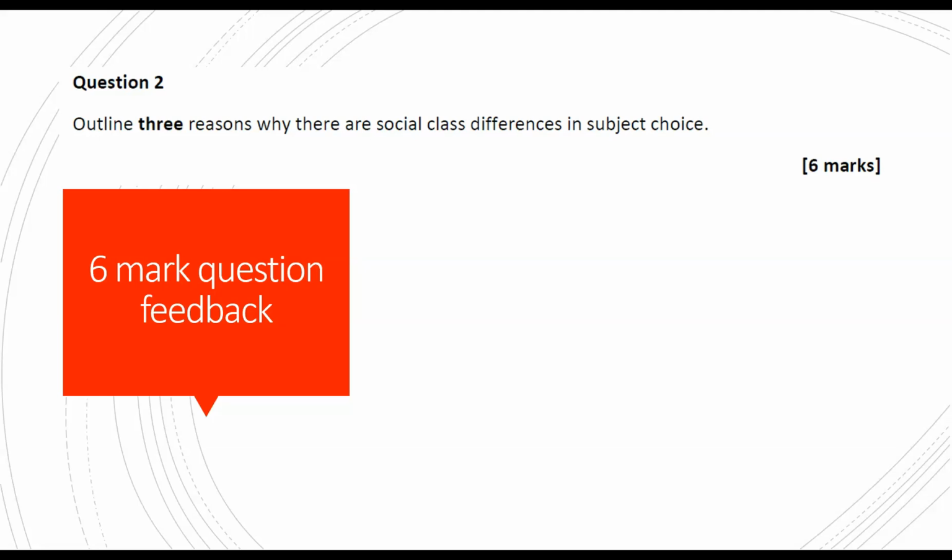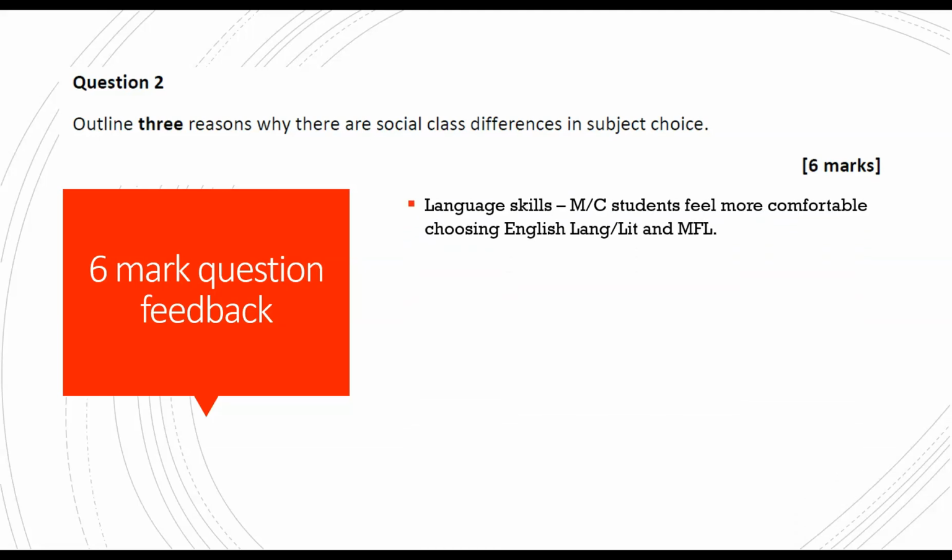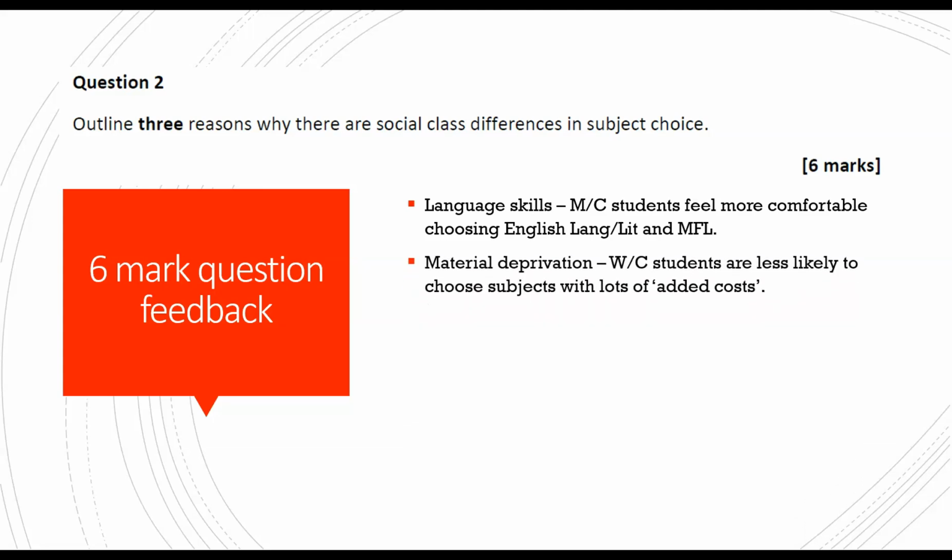Well, I was accepting answers that people wrote about, number 1, language skills again. Middle class students might be more comfortable choosing language-based GCSEs and A levels. For example, things such as English language, English literature, or modern foreign languages, French, Spanish, German, that have a large speaking and listening element. If you speak in English with elaborated code, you might be more comfortable or confident studying these kinds of subjects.